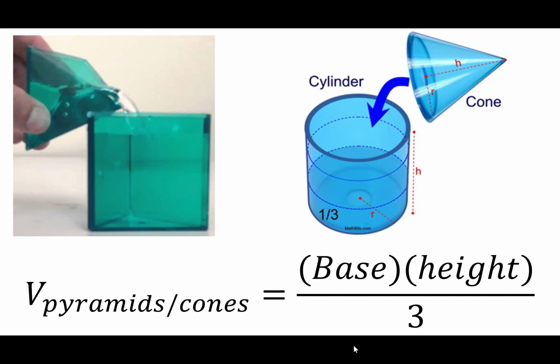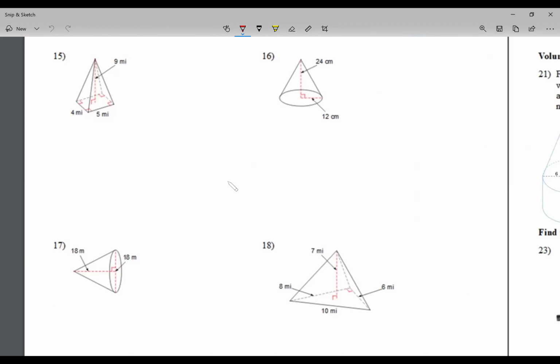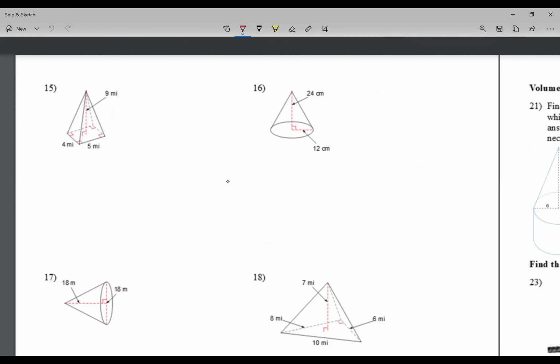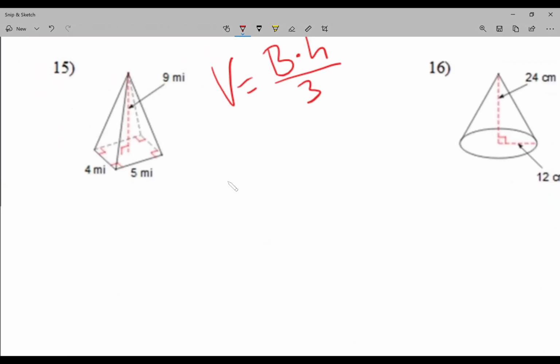Now, let's take a look at our work here. Number 15, the volume of a pyramid. I just showed you, the volume of a pyramid is going to be the area of the base times the height divided by 3. So the base, in this case, is a rectangle. You guys can see it's a 4 by 5 rectangle. So the base is going to be 4 times 5.